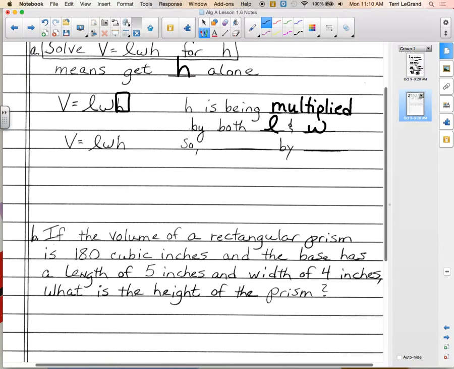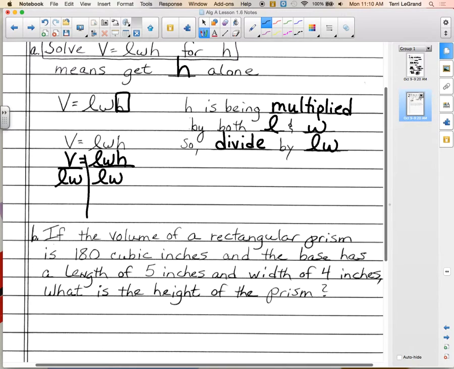So we can kind of make this into a one-step thing here, okay? So what do we do to undo multiplying? Divide. So instead of saying we're going to divide by L and W, we're going to divide by the two of them together right away, LW. It's already written here. We're not going to mess with it there. We're going to write it again, and we're going to divide both sides by LW.